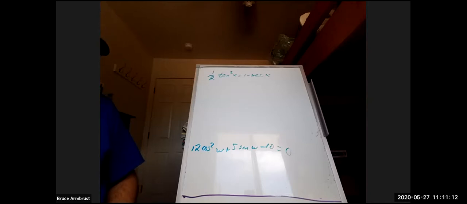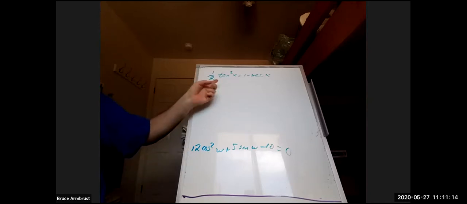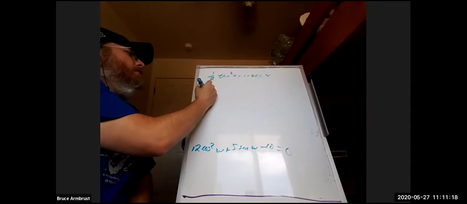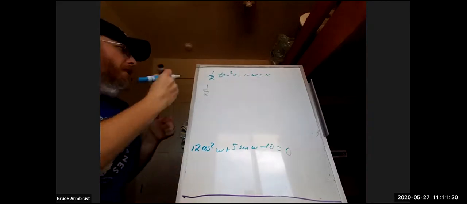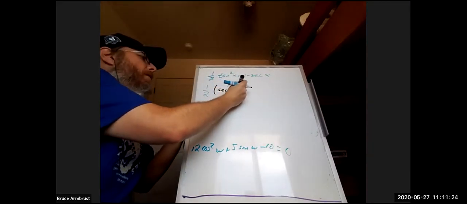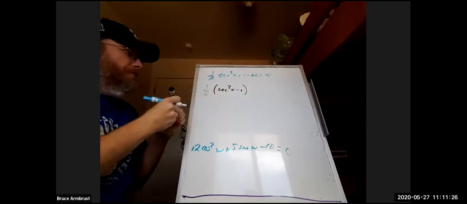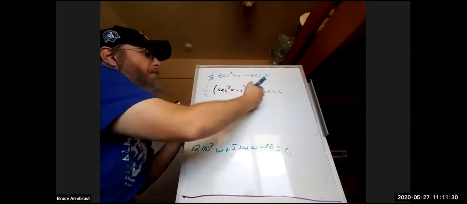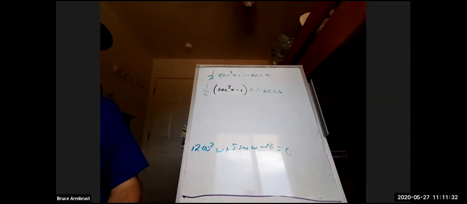So what I would do is change this tangent squared into secant. So instead of having 1/2 tangent squared, I'm going to have 1/2 secant squared minus 1. And that secant squared minus 1, that's what you get when you solve the Pythagorean for tangent squared. And now that we're here, we're going to be able to use algebra.